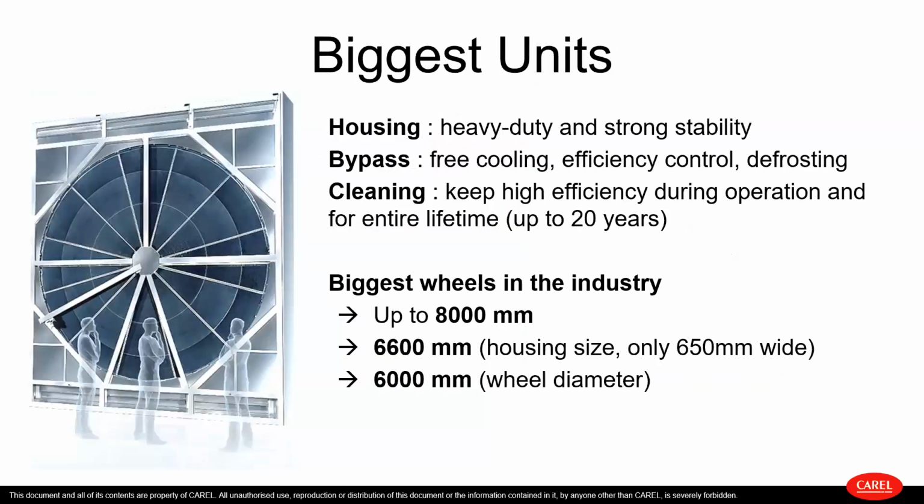As I just mentioned before, the big units that we are able to produce, 200,000 cubic meters to be dealt with. Logically, the housing has to be adapted. These housings are really heavy duty, strong stability housings. They are not standard. You cannot buy them just from a shelf. These have to be constructed project by project. The same goes for the bypass as for the plates. The rotating heat exchanger can also be controlled by adding a bypass for efficiency control, for defrosting, for free cooling, to reduce pressure drop on the application in case of no need for a heat exchanger.